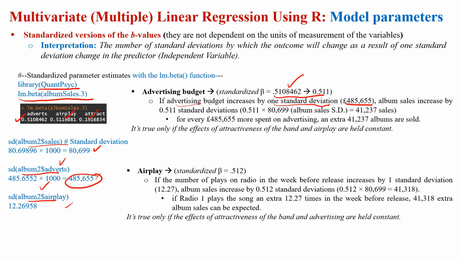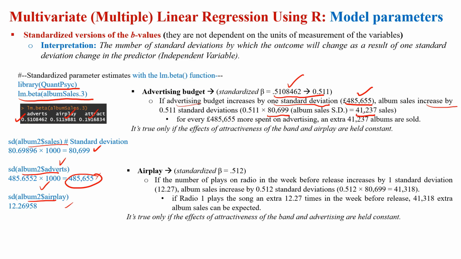Which means if I increase the investment in the advertisement budget by this amount, that is one standard deviation of the advertisement budget, the album sales will increase by some fraction of a standard deviation. Right now the value of the beta is 0.511. So that means 0.511 standard deviations of the album sales. And what is the album sales standard deviation? That is this one. So 0.511 multiplied by the standard deviation, this one.